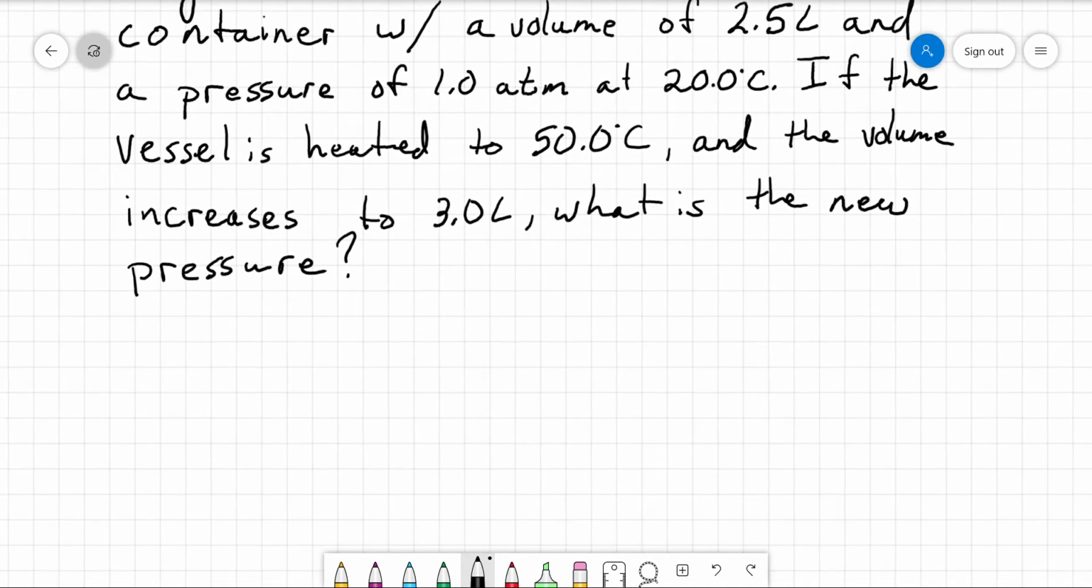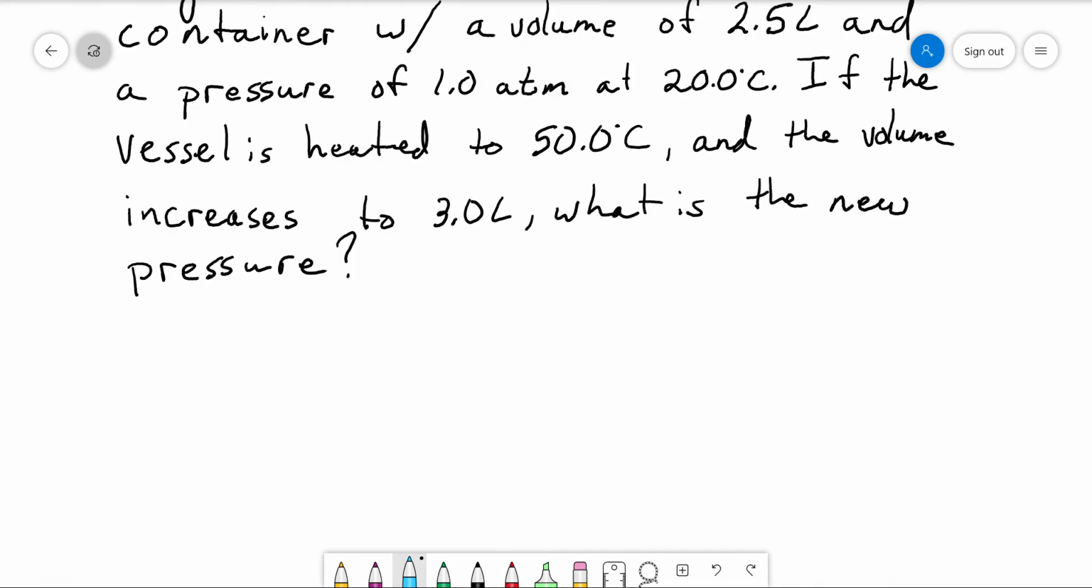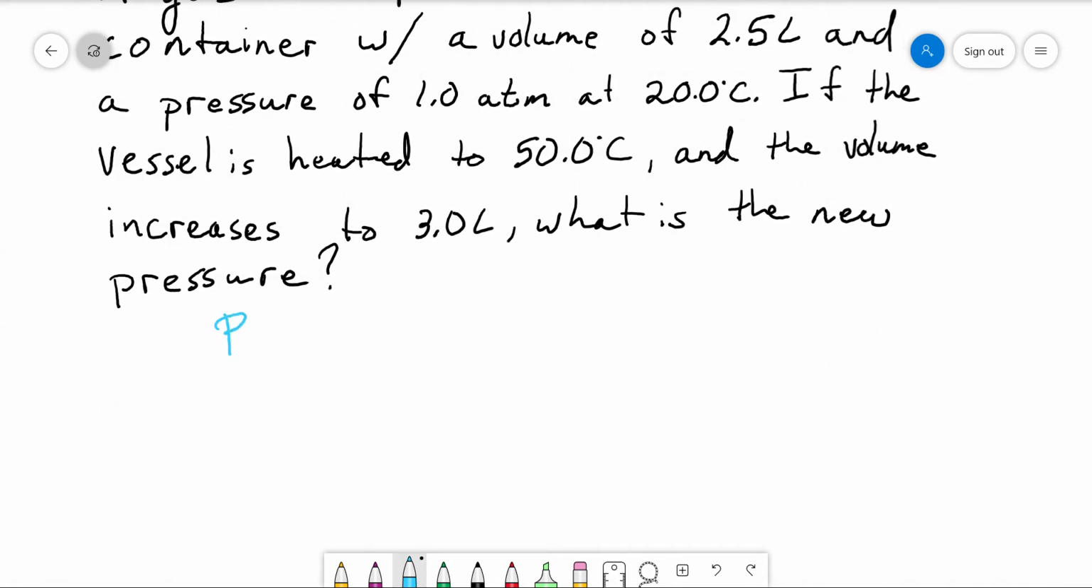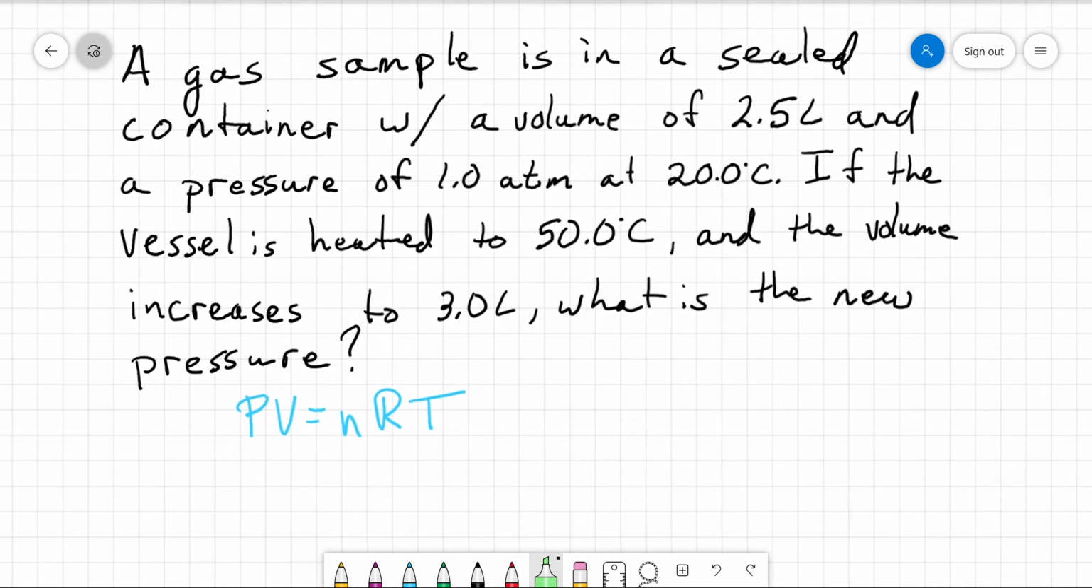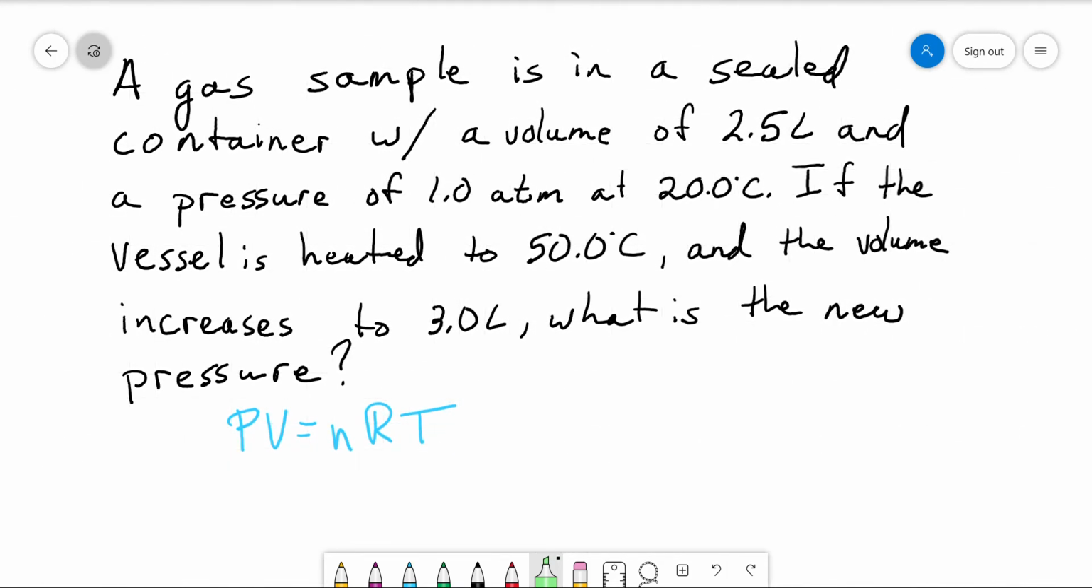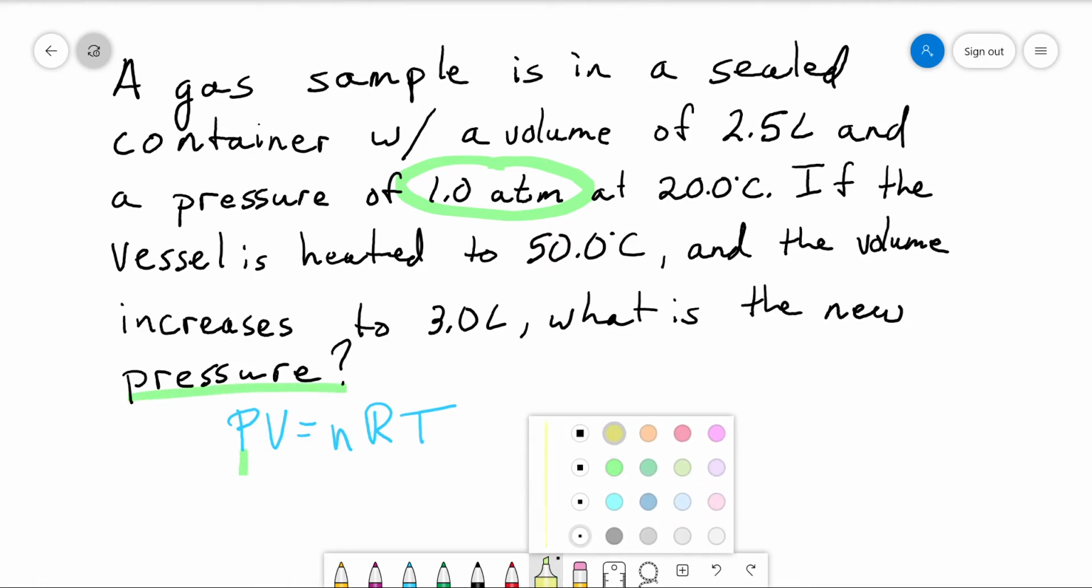So let's take a look here, and I'm going to start by writing down the one gas law that we really need, the only gas law we really need, PV equals nRT. Okay, and now I'm going to look at this problem. Let's just start with pressure. Here's our original pressure, and the question asks for the new pressure, so that's pressure. Then let's do V since it's next. 2.5 liters and 3 liters, so that's V.